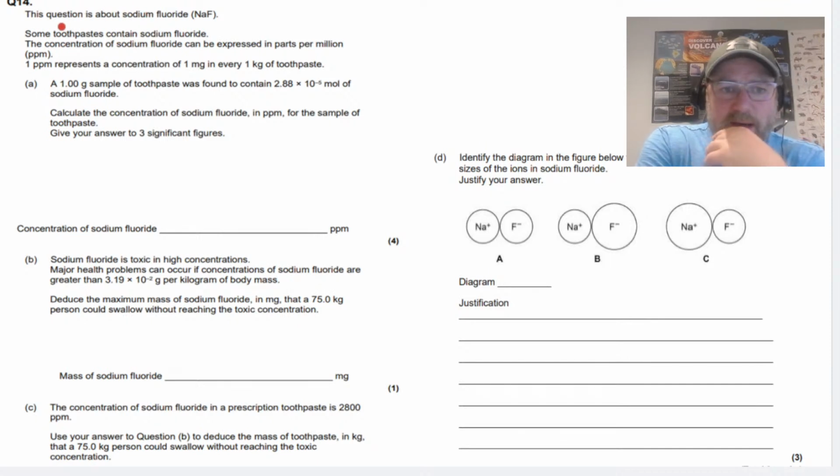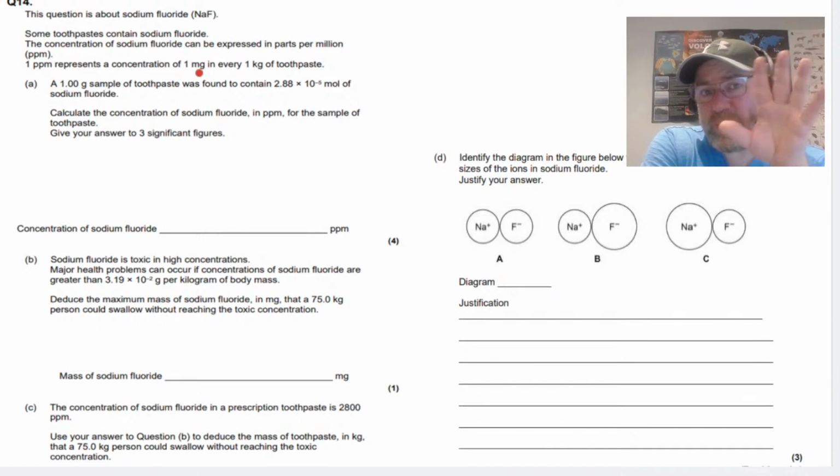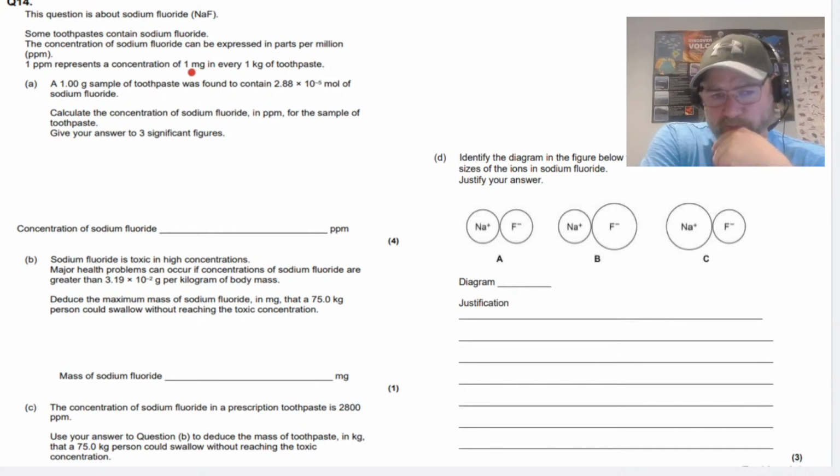Okay, this question is about sodium fluoride. Some toothpastes contain sodium fluoride. The concentrations of sodium fluoride can be expressed in parts per million. 1 part per million represents a concentration of 1 milligram. I always say micro, don't get that M mixed up. Micro is the upside down U kind of symbol. So that's 1 milligram, a thousandth of a gram, in every kilo of toothpaste.